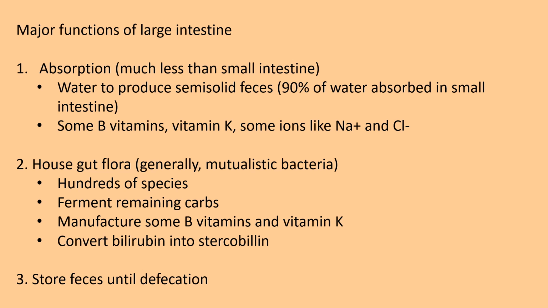These are the three major functions of the large intestine. A little bit of absorption happens in the large intestine. Remember, the vast majority of absorption happens in the small intestine. But in the large intestine, we absorb a little bit of water, and that water absorption makes the difference between liquid and semi-solid chyme. So that little bit of water absorption produces this semi-solid feces. And then some vitamins and minerals are also absorbed in the large intestine.